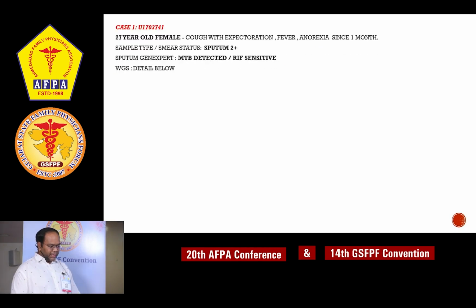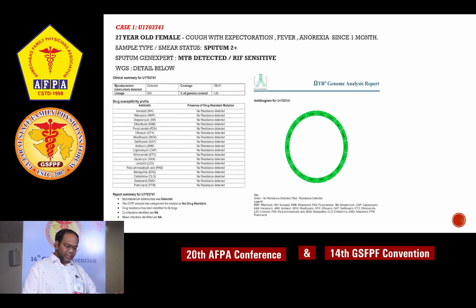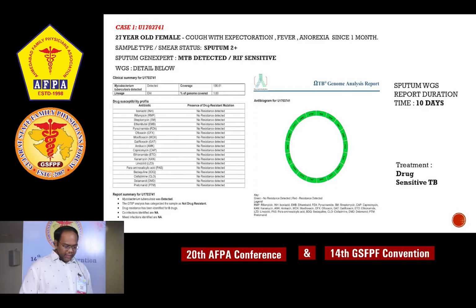So this is one case. A 27-year-old female complaining of cough with expectoration, fever and anorexia since 1 month. The diagnosis: sputum 2+ on AFB smear, and sputum GeneXpert showed MTB detected with rifampicin sensitive. So this case is a proper sensitive tuberculosis case. We sent the WGS also and found that each and every drug is sensitive. The green mark is suggestive of all drugs being sensitive. So for the treatment plan, we can get the report within 10 days and the treatment is drug sensitive tuberculosis.